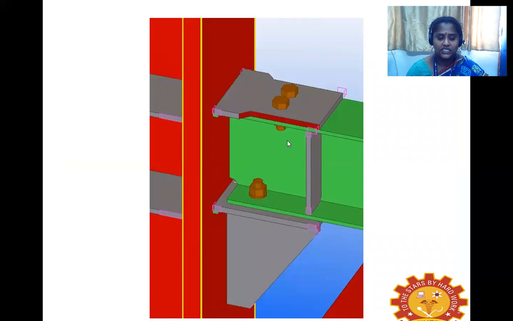The next type of connections is semi-rigid connections or shear connections. By seeing this, you can easily understand that a column and a beam are being connected with the help of plates and bolts. So what is happening here? The red color is the column. The gray color is the additional plate used for connecting.